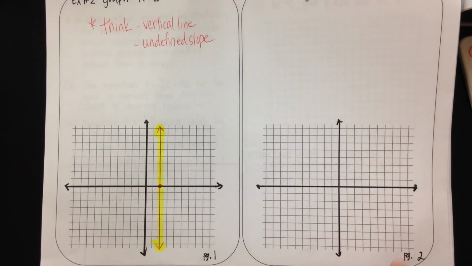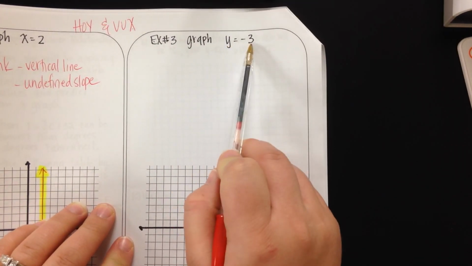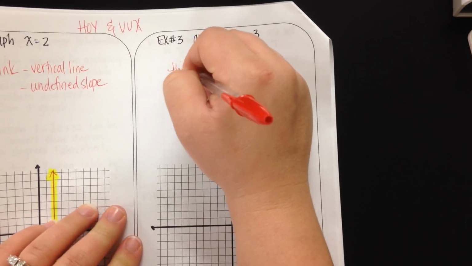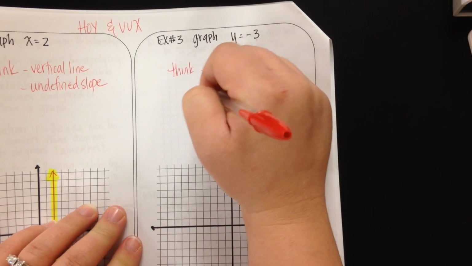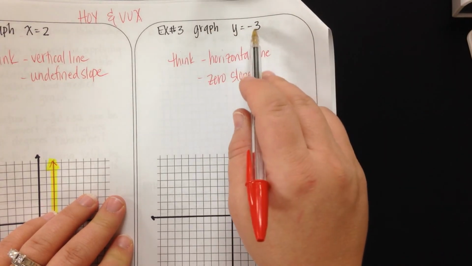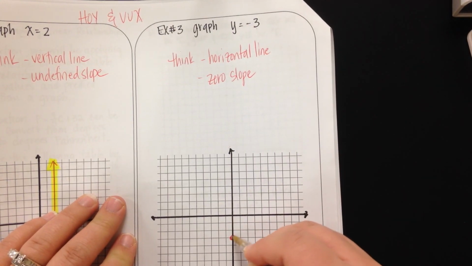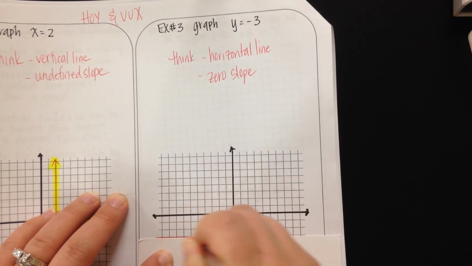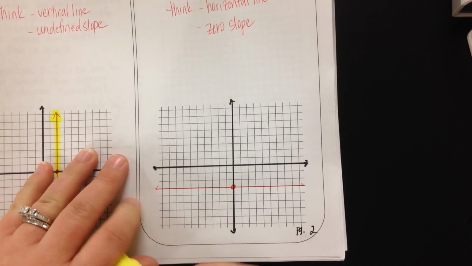Okay, last example. Example 3, y equals -3. Okay, so y equals a number. Do I want to think of HOY or VUX? HOY. And what this should remind you is horizontal line and 0 slope. Okay, and so if y equals -3, I'm going to go to my y-axis. I'm going to go down 3, draw my dot, and since I know that my line is going to be horizontal, I draw the points. And that's it.